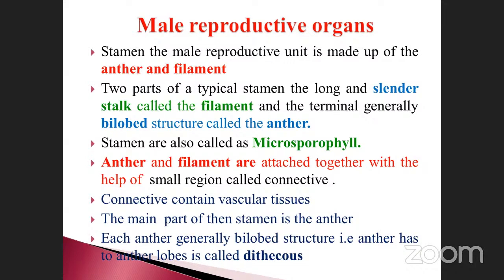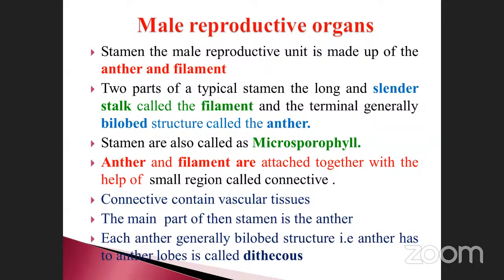Sac-like structure. So that is called a bilobed structure. That's why it is called bisporangiate. But a bilobed structure sometimes is present with 4 chambers. That is called tetrasporangiate. Okay, we'll study one by one.